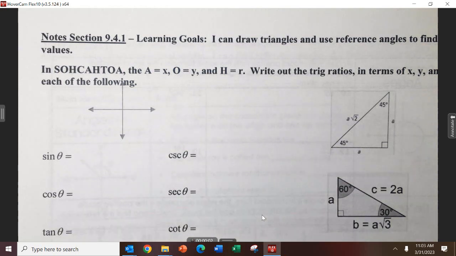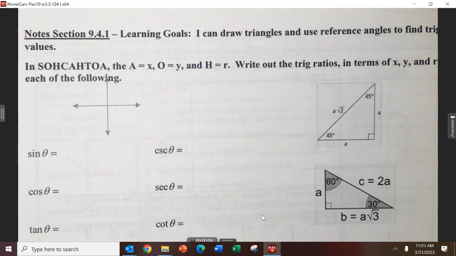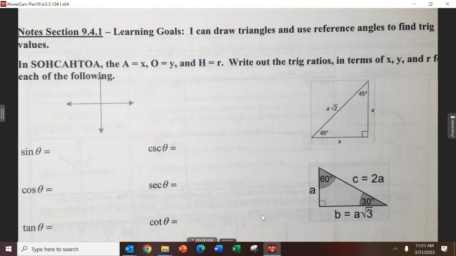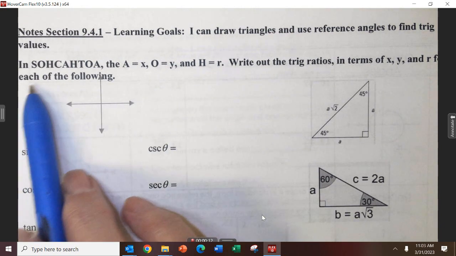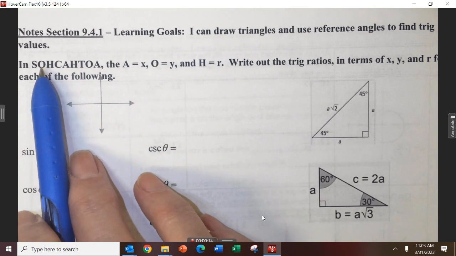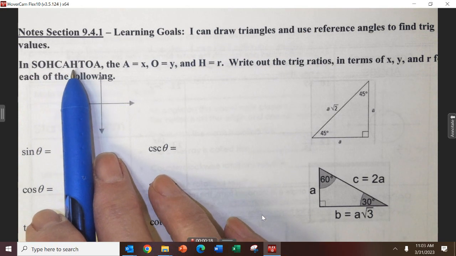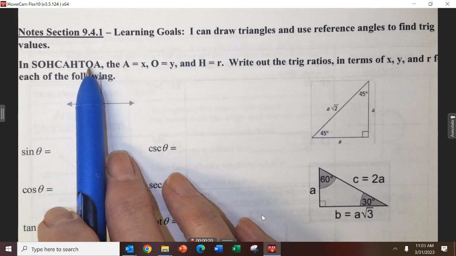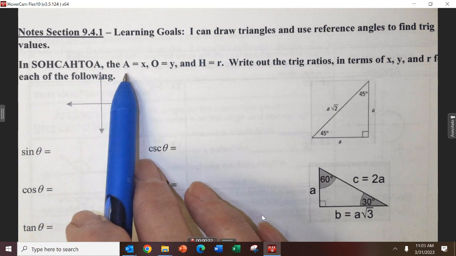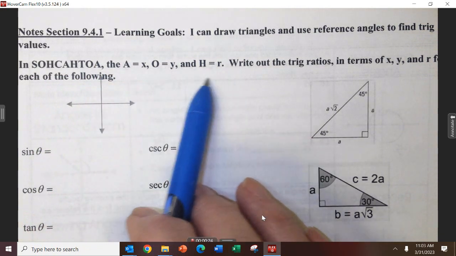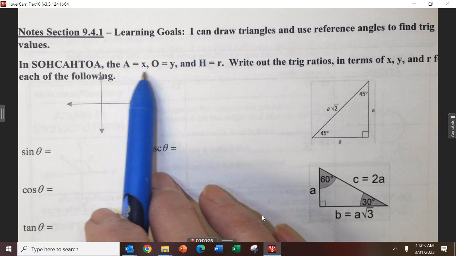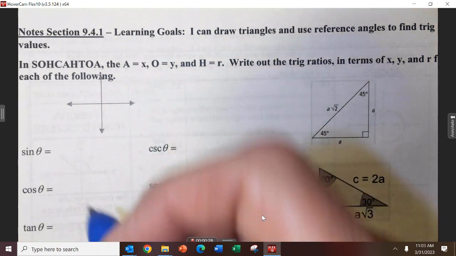Okay guys, so today we're going to be looking at triangles and reference angles, and we're going to be using those to find trig ratios, trig values. So when we have SOHCAHTOA, you should know that sine is opposite over hypotenuse, cosine is adjacent over hypotenuse, tangent is opposite over adjacent. But what I want you to understand now is how we can convert these into x, y, and r.